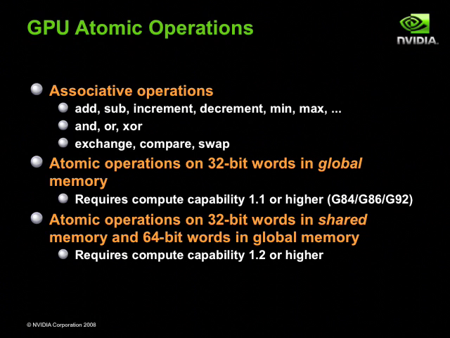Atomic operations on 32-bit words in global memory require a device with compute capability 1.1 or higher, such as the G84, G86, or G92. Atomic operations operating on 32-bit words in shared memory and on 64-bit words in global memory require devices with compute capability of 1.2 or higher, such as the 10 series architecture.